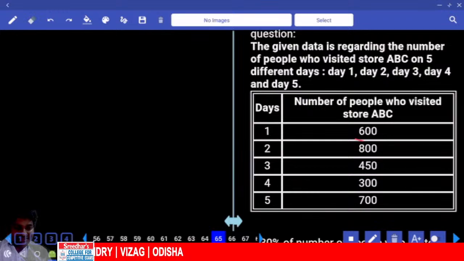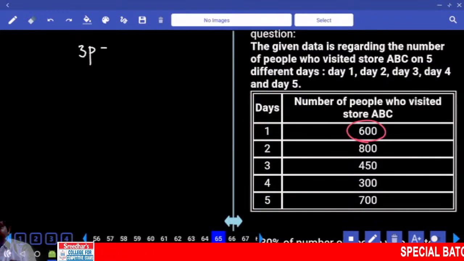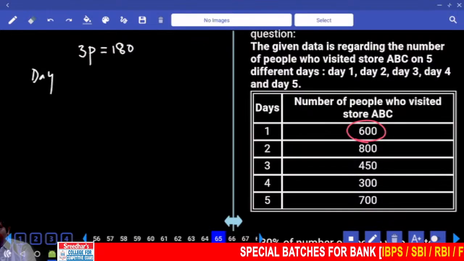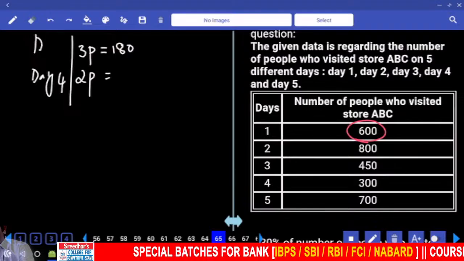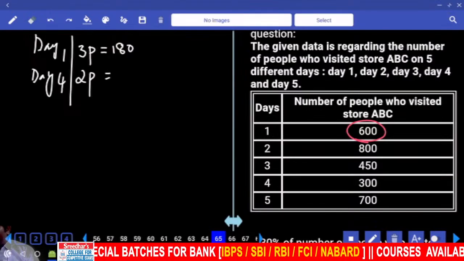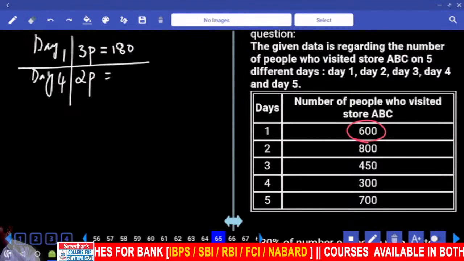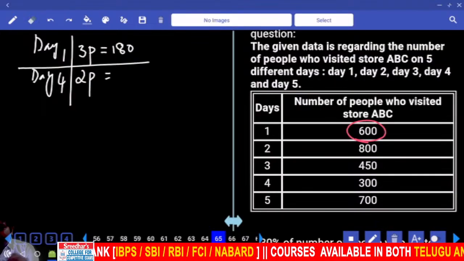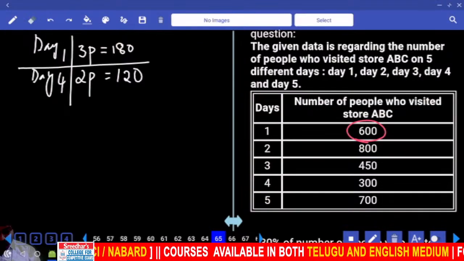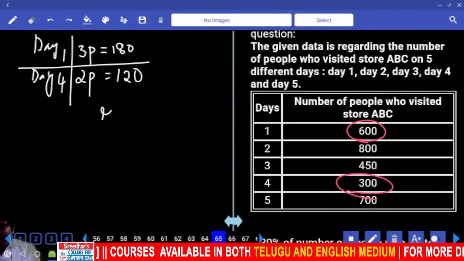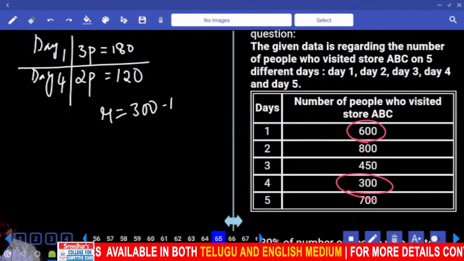Usually we'll do it like this. What is 30% of this number? So 3 parts is equal to 180. 1 part is equal to 60. On day 4, female are 2 parts. Day 1, 3 parts, which is equal to 180. Day 4, 2 parts will be 120. These are female, out of total 300. Then male are 300 minus 120.